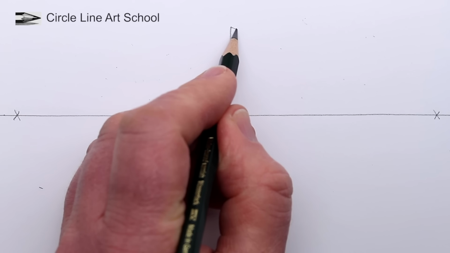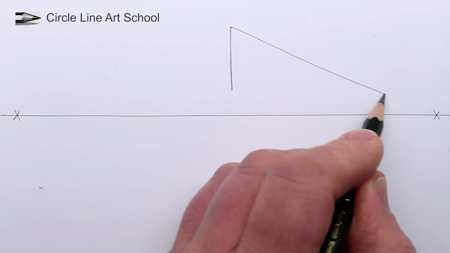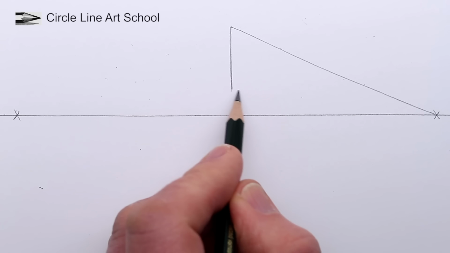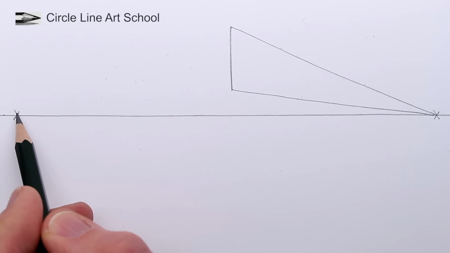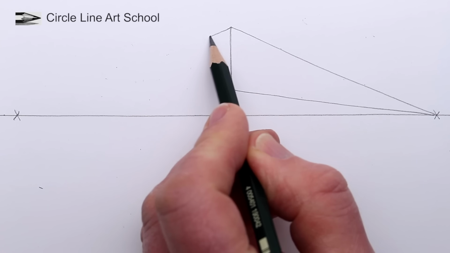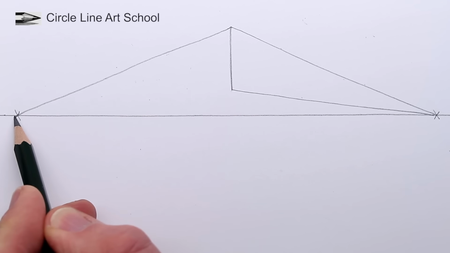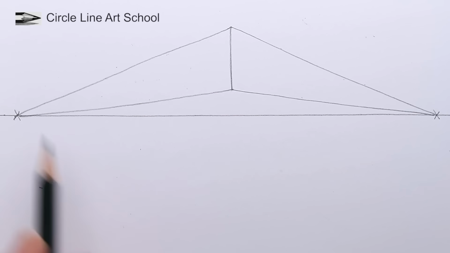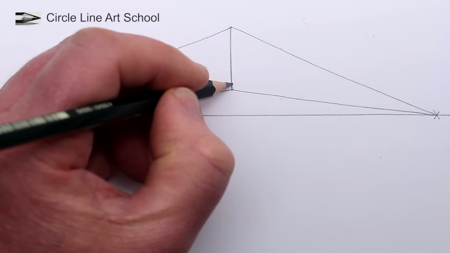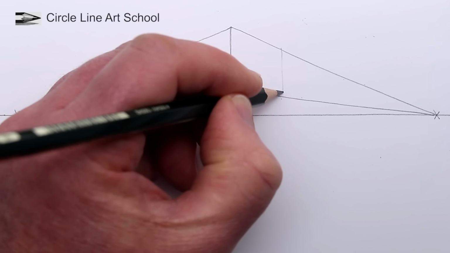Next, to draw the sides of this top part of the building, draw two lines to the right vanishing point and two lines to the left vanishing point for the right hand side and the left hand side of the cuboid. Now we can draw two vertical lines between these two diagonal lines going to the vanishing points on either side.